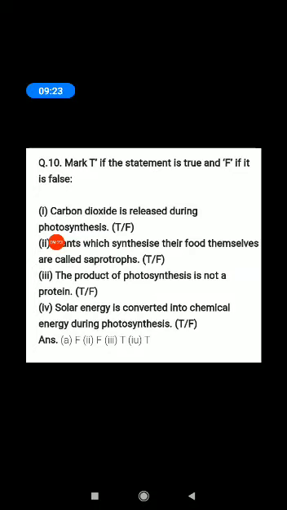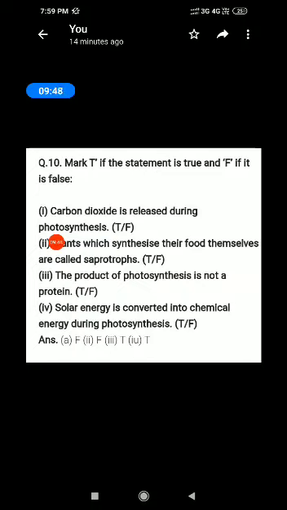Next, page number 10. Take page number 10. True or false? 10th question. Second one. Plants which synthesize their food themselves are called saprotrophs. Answer is false. Then next, third one.